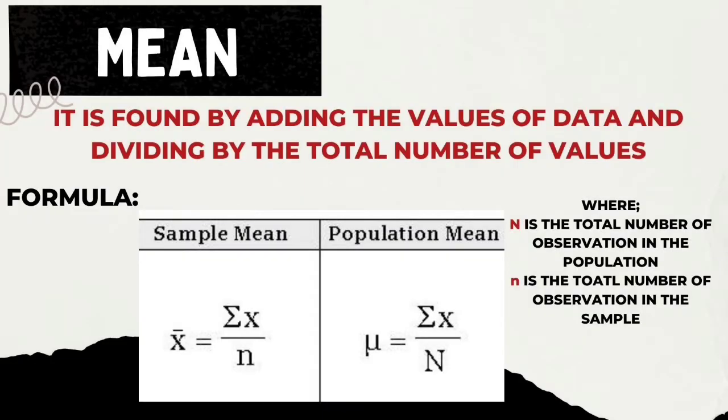So, when we solve for the population mean, we have the formula mu equals summation of x over capital N. And if we solve for the sample mean, we have x bar equals summation of x over small n. So, there is no difference in the formula in solving for the population mean and sample mean. Capital N is the total number of observations in the population, and small n is the total number of observations in the sample.